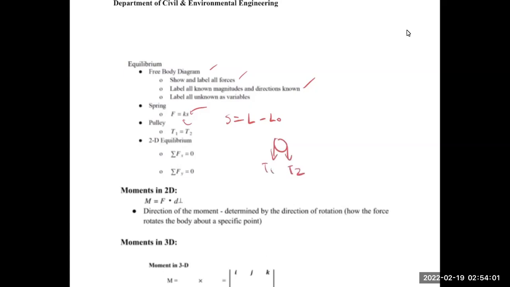Okay, and there are only two equations for equilibrium, which is just summation of the force in the X and Y direction equals 0. 3D equilibrium is not in our reading, so he's not going to put that on the exam. But for 3D equilibrium, you have to bring another equation into consideration, which is summation of force in the Z direction equals 0.